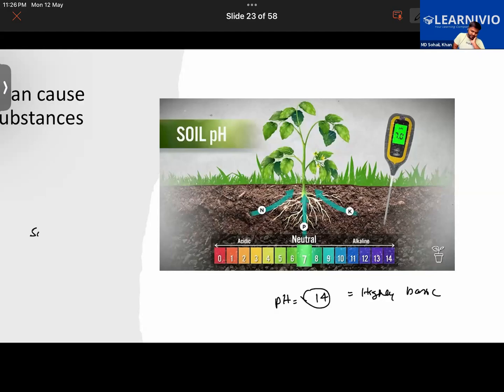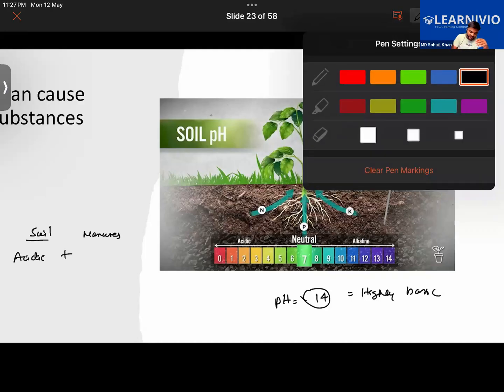So if the soil is basic in nature, we will add manures to it. Basically, manures are organic fertilizers prepared from the decaying remains of plant waste, animal waste, cow dung, etc. When they decompose, manure is formed. So when this is added into the soil, sorry, I said it is highly basic in nature.